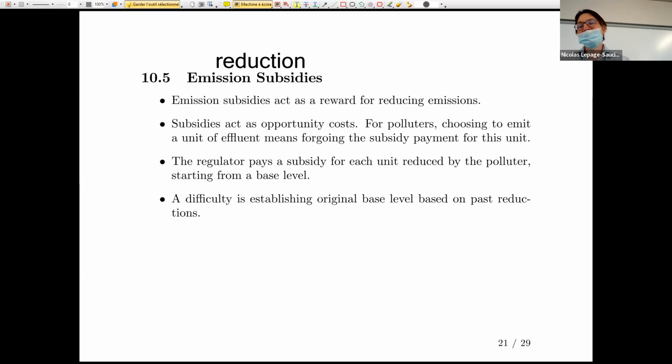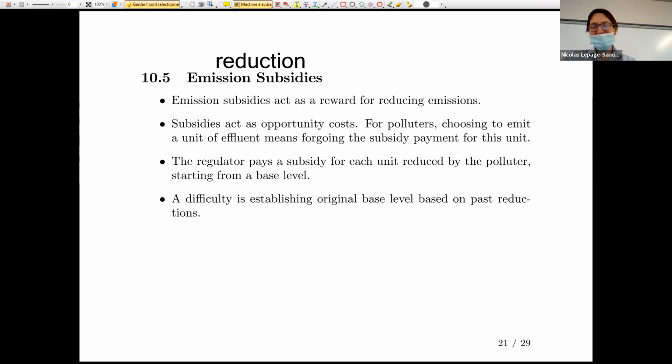You can perfectly imagine all sorts of strategic behavior. So imagine that the government says, "Oh, I'm going to decide the base level considering the emission this year." So as a polluter, what should you do? So you're saying we're starting the subsidies next year, and we're going to take the base level of this year. Yes.